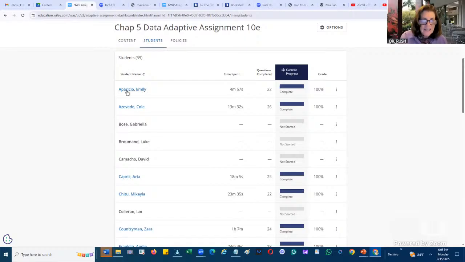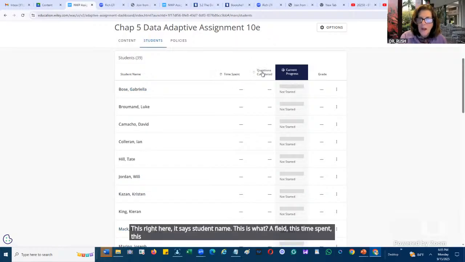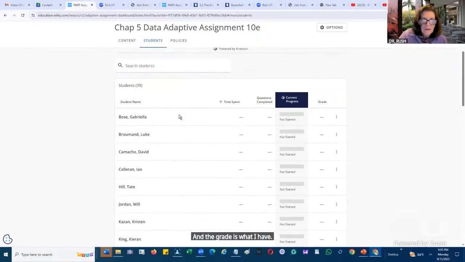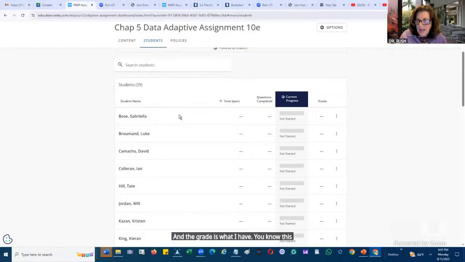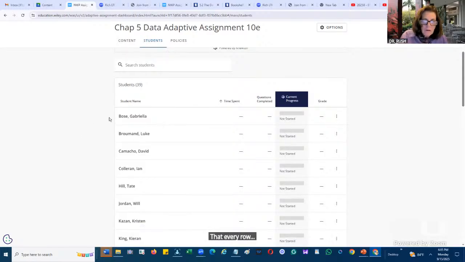This right here says student name. This is a field. This is time spent, a field. Questions completed, and the grade is what I have. You know this, it's no big shakes. You just don't know the terminology. But now you know that every row is a record. Every column is a field, and all of these together that are related make up a table.